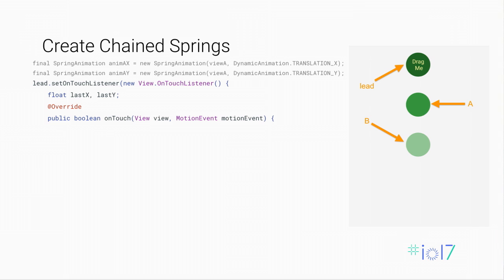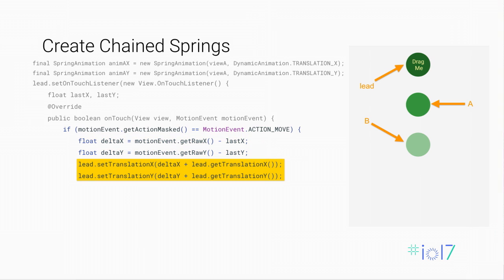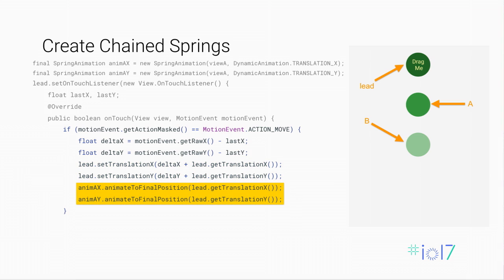And in the on-touch listener, where we're going to process the touch events and move the lead view around, for each move event, we're going to compare this event against the last event in terms of position. And then we calculate the delta, and this delta would be the amount of movement of the finger. And then we're going to apply the delta to the lead view's position so that the lead view would be moving the same amount as the finger. Once the lead view's position is updated, we want to update the animation for A, so it appears like A is following the lead.